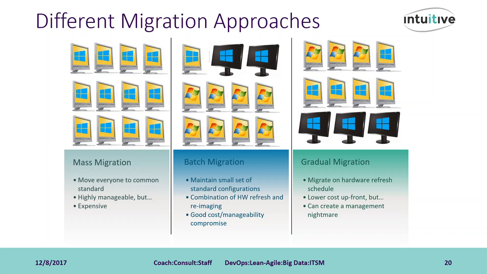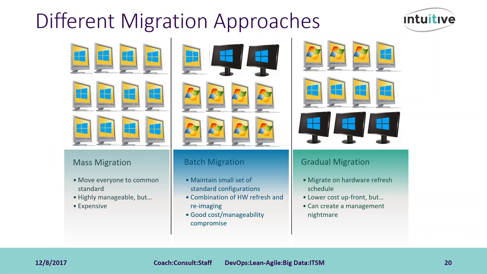The second approach is called batch migration. This approach will maintain several sets of configuration standards, usually depending on the usable life left in the models being managed in the environment. So we'll end up seeing a mixture of some new hardware, along with reimaging and in-place upgrades of existing systems. This is probably the best combination of manageability and cost compromise because the existing environment is leveraged where possible to Windows 10 while providing those hardware cost savings.